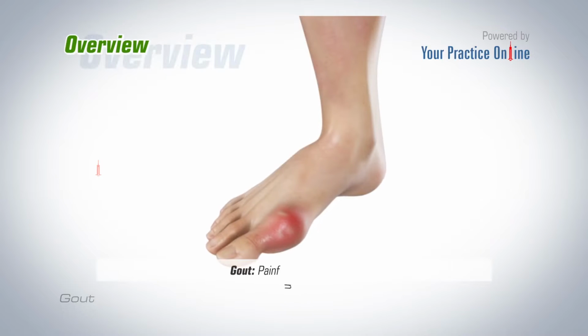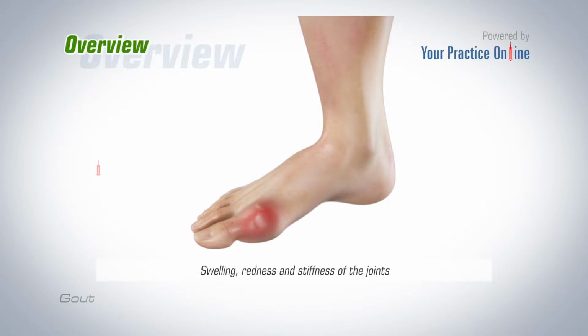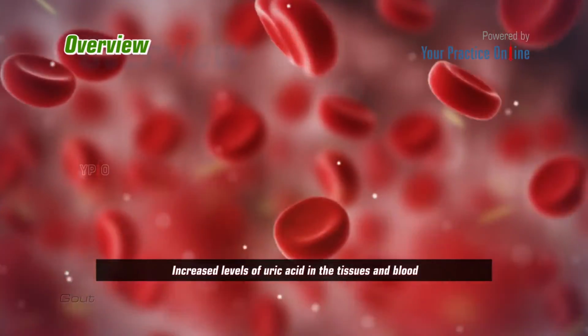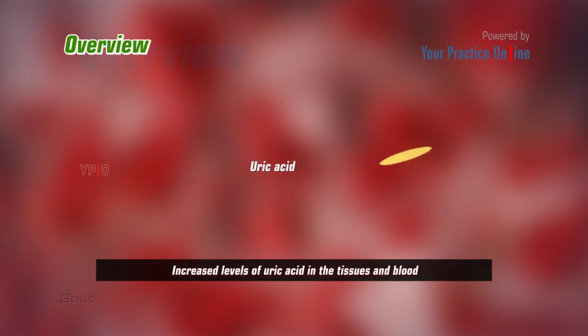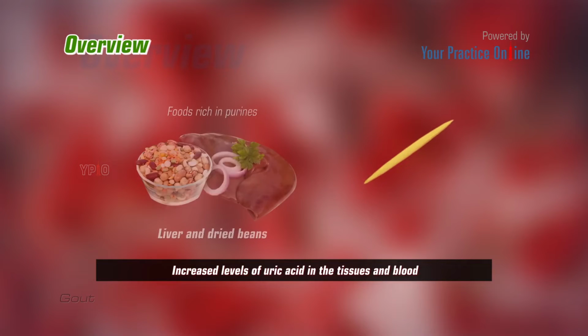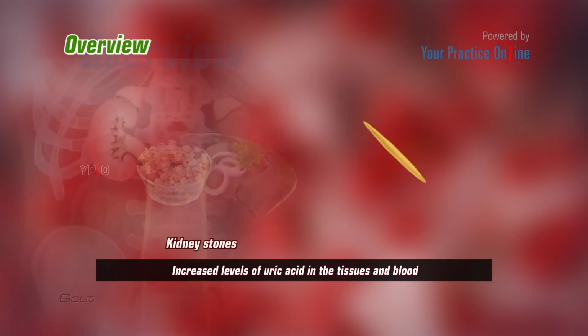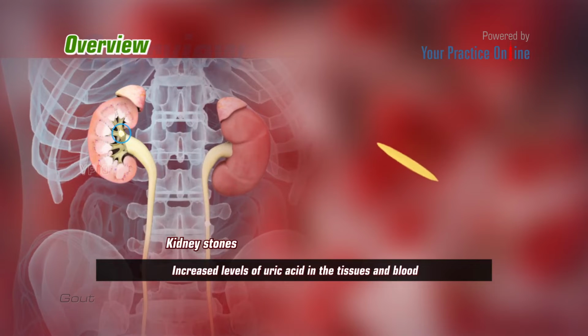Gout is a very common, painful form of arthritis, which causes swelling, redness, and stiffness of the joints. Gout is caused by increased levels of uric acid in the tissues and blood from abnormal metabolism. Eating certain foods rich in purines, such as liver and dried beans, can elevate the body's level of uric acid. These increased levels of uric acid can also cause kidney stones.